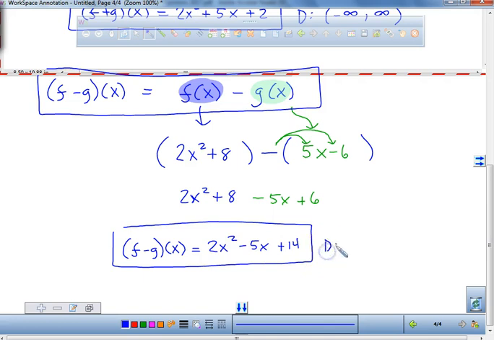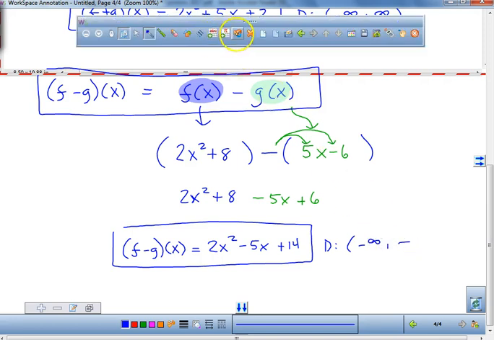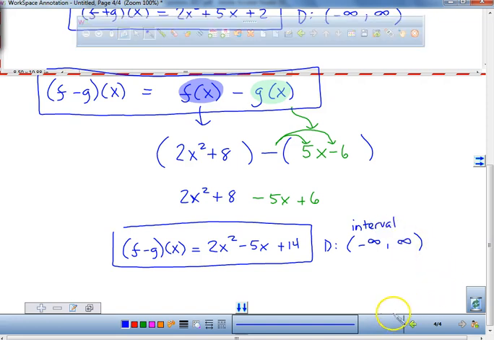Once again, everybody, the domain that can be used is from negative infinity to positive infinity. And remember, right now, what are we writing in? We're writing in interval notation.